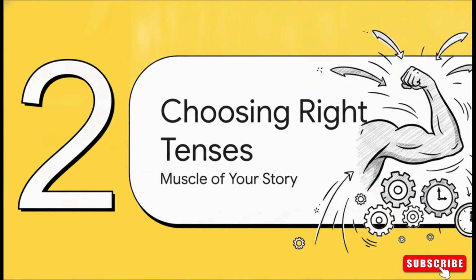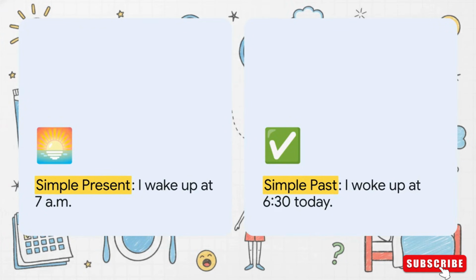Moving right along to Section 2, choosing the right tenses. This is the muscle of your story. So now that we have our sequence words forming that skeleton, we need to power them with verbs. This right here brilliantly illustrates a fundamental difference you need to master. Think about a standard daily habit. I wake up at 7 a.m. We use this simple present for our everyday routines, right? The stuff we do day in and day out. But if you're telling a story about a specific day that has already happened, you absolutely must shift to the simple past. I woke up at 6:30 today.